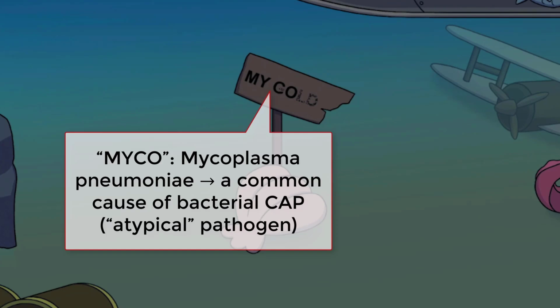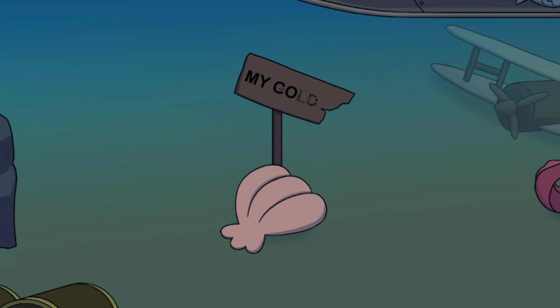The most common of the atypicals is Mycoplasma pneumoniae, a teeny tiny bacterium with no cell wall, which means it's resistant to beta-lactams and can't be stained. It's symbolized here by this weathered sign that now reads Myco instead of My Gold. Mycoplasma is a common bacterial cause of both upper and lower respiratory tract infections.